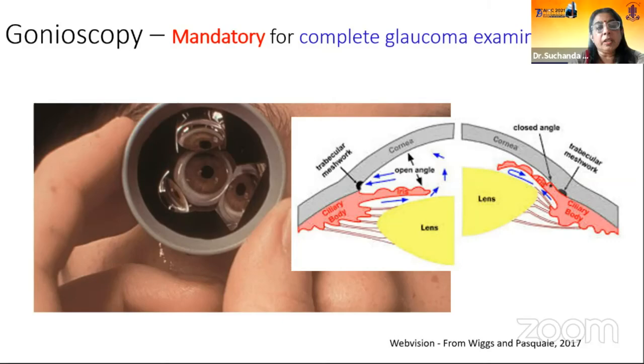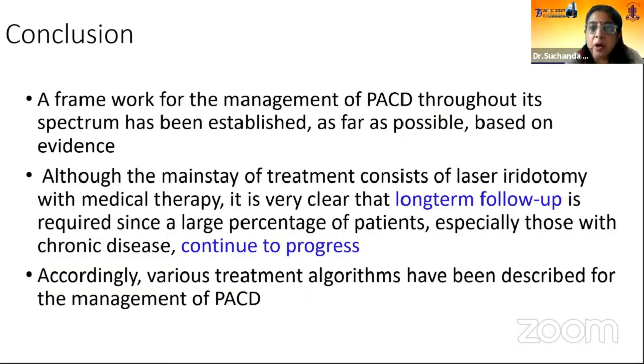The purpose of this IC is to talk about the latest updates that have come up for medical treatment, the latest updates that have come out about diagnostic tools, the latest update regarding iridotomy, iridoplasty, and the latest concepts that have come up about the surgical protocols for PACD. We will be discussing in this IC, and we will be looking forward to an interactive session after that.